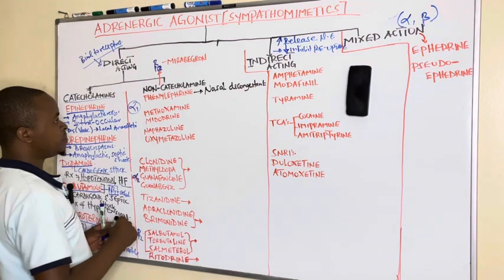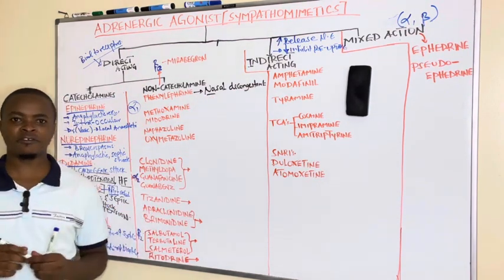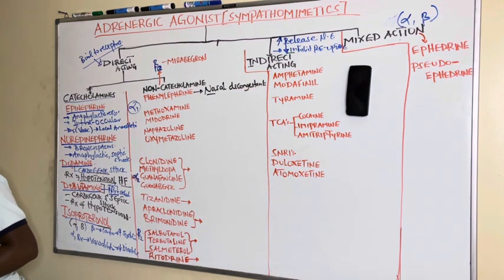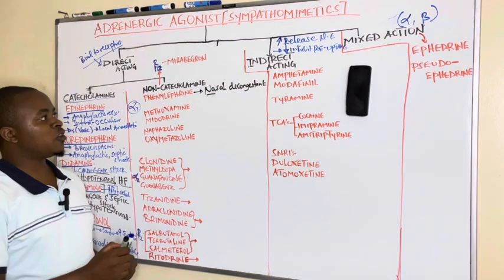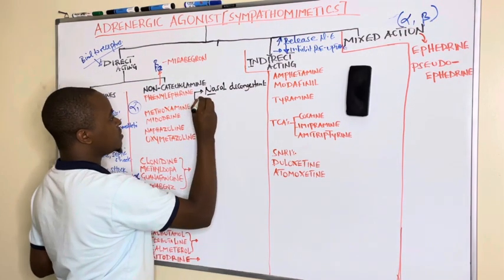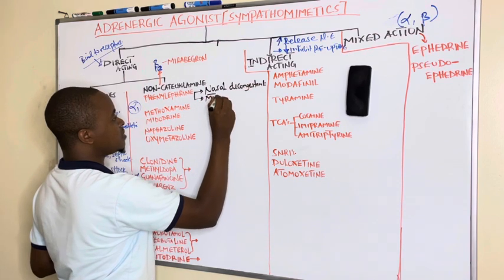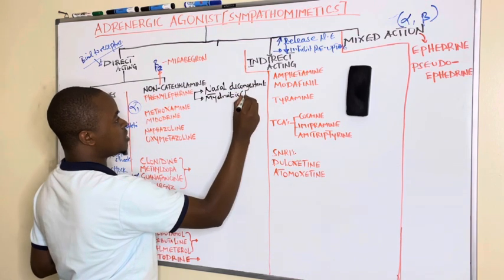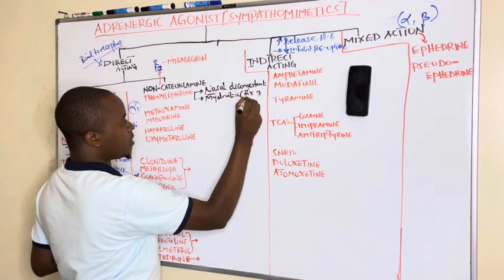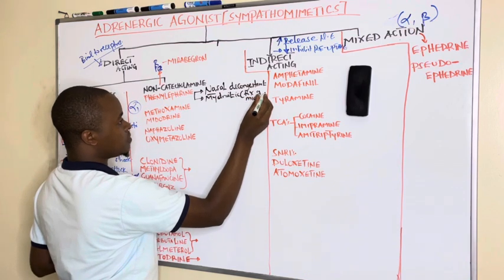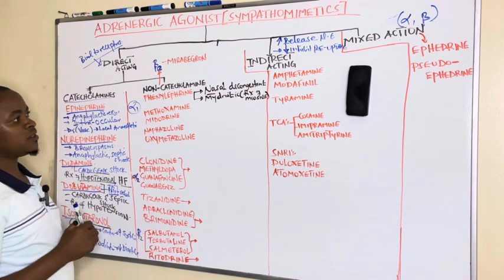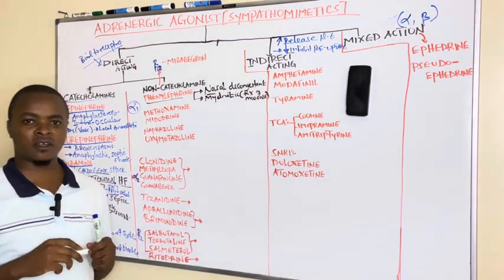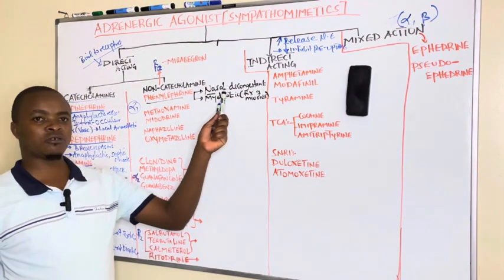At the same time, this phenylephrine, we can also apply it in people with miosis because it has a mydriatic property. So we can use it in the treatment of miosis. And this one is different from atropine, which causes cycloplegia. This one does not cause cycloplegia.